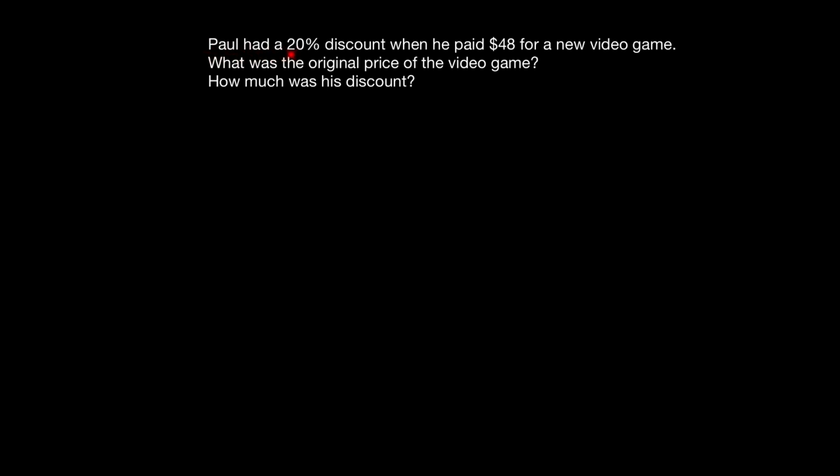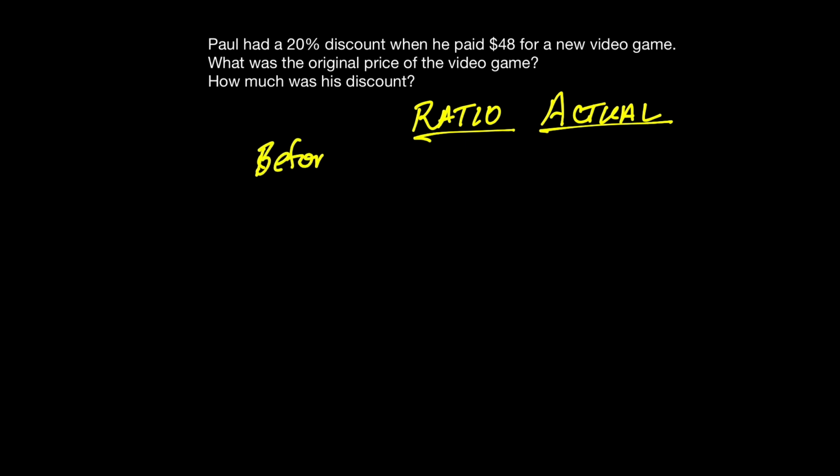So Paul had a 20% discount when he paid $48 for a new video game. What was the original price of the video game? How much was his discount? So this is another job for a ratio box, right? So write down a ratio in one column and an actual heading for another column. And what was the original price? That's what it was before the discount. So this is always 100%. And what we're looking for is what was the actual price.